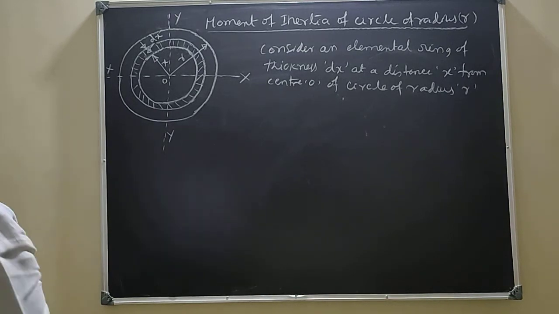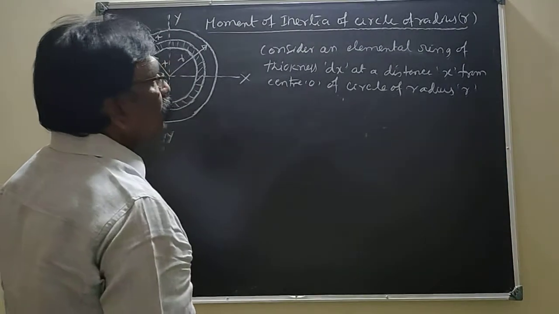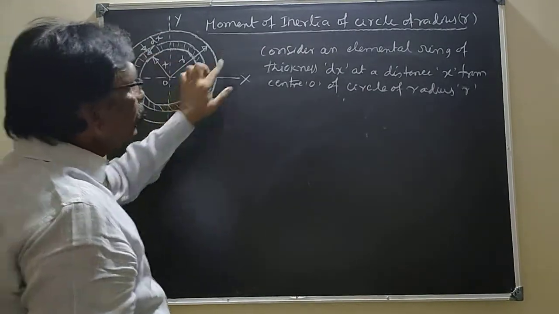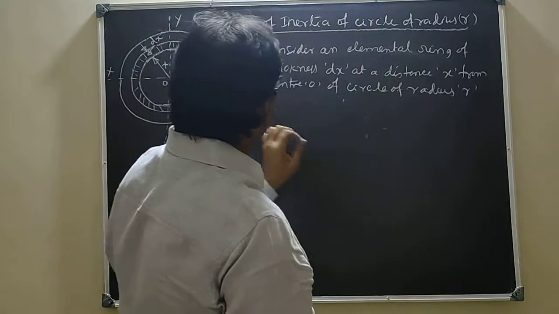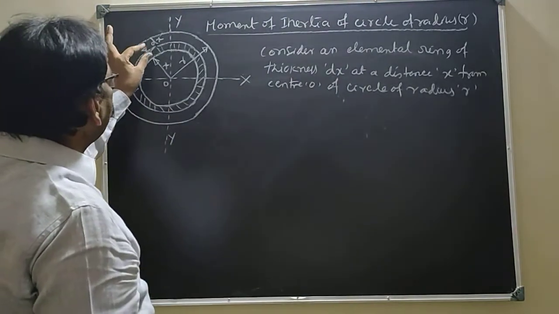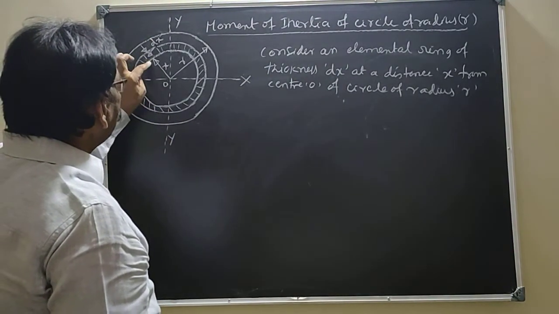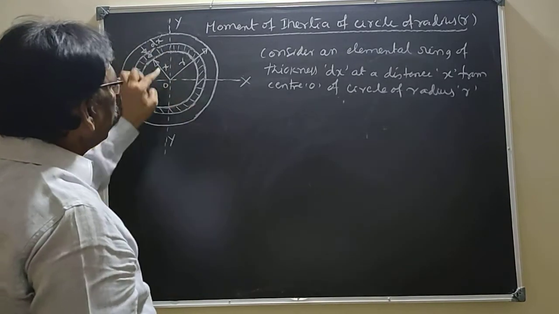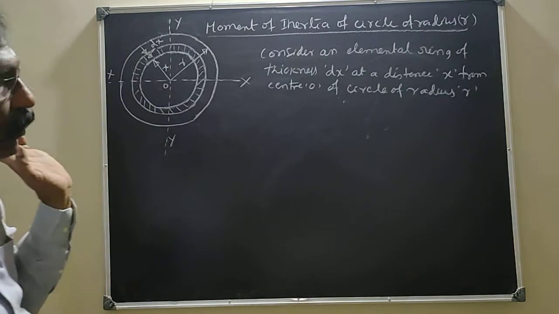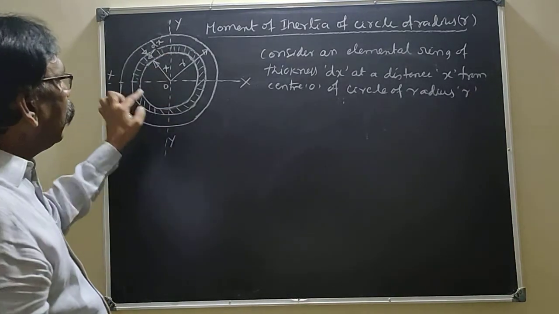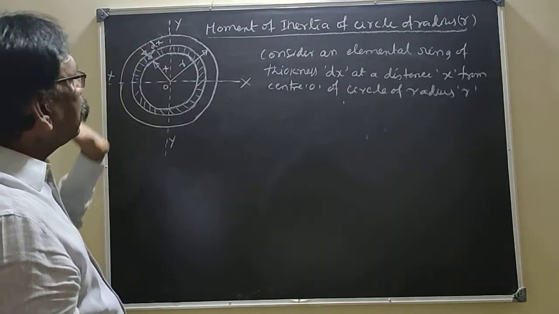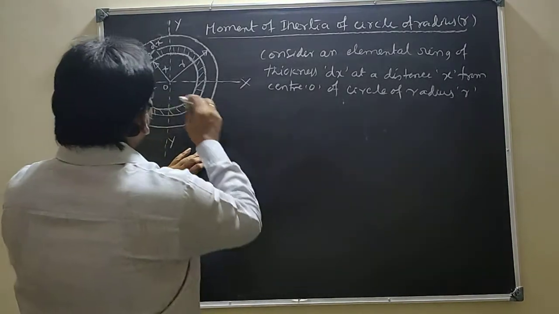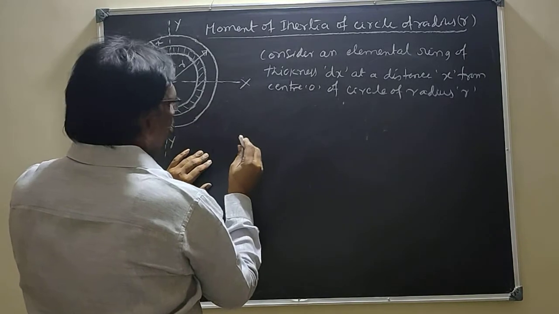Now, the moment of inertia of a circle of radius r. In this one, consider an elemental ring of thickness dx at a distance x from center O of a circle of radius r. So that means this is the elemental strip of thickness dx. For this, let us find out the area of this elemental ring.